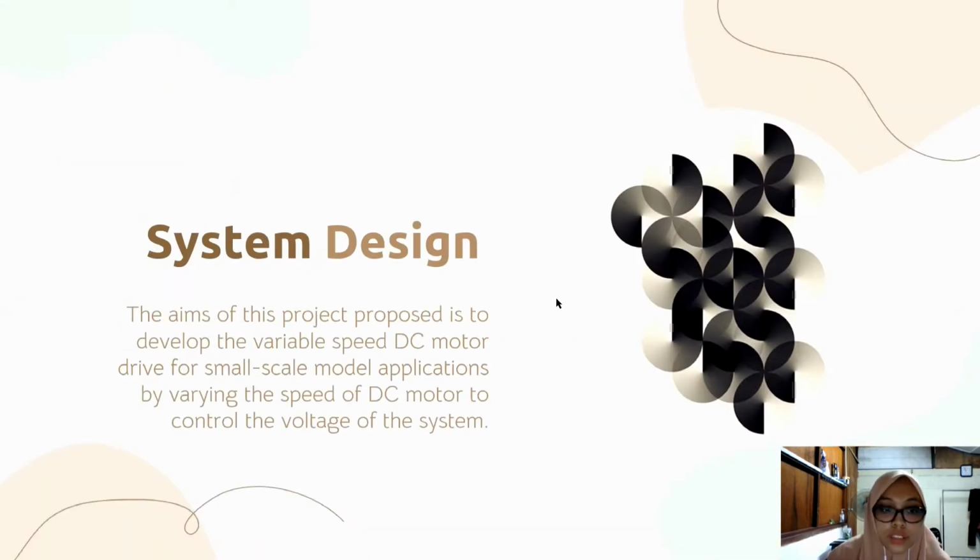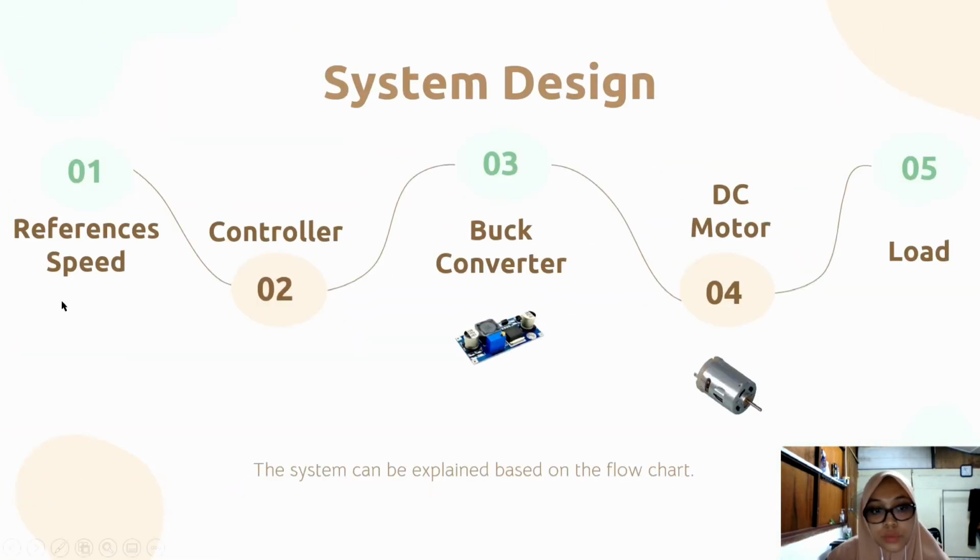Methodology. First one is system design. The aim of this project is to develop a variable speed DC motor drive for small-scale motor application by varying the speed of the DC motor to control the voltage of the system. First, we have a reference speed, a speed controller, a converter, a DC motor, and a load.